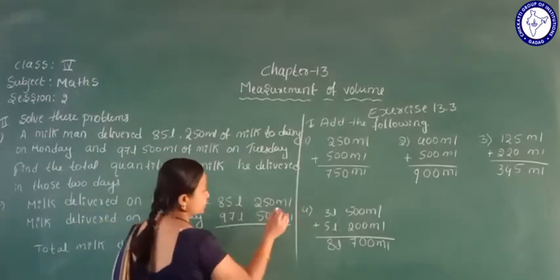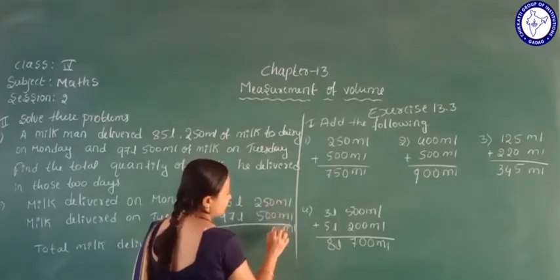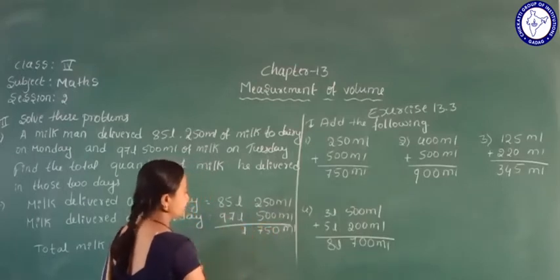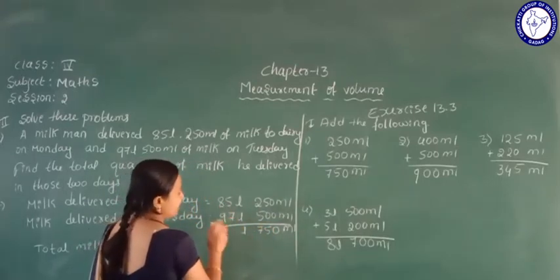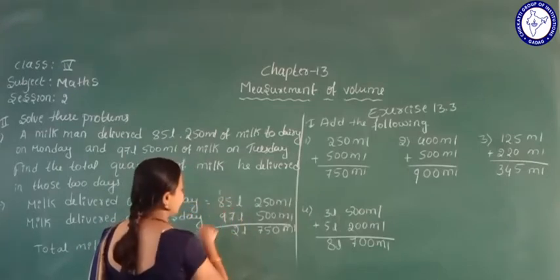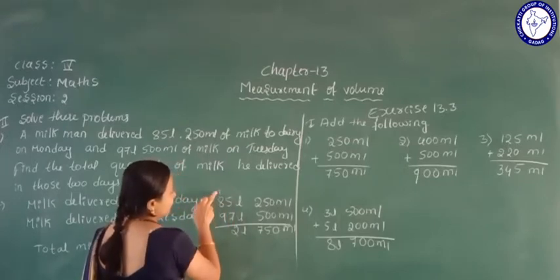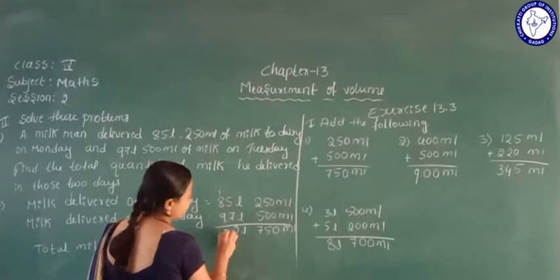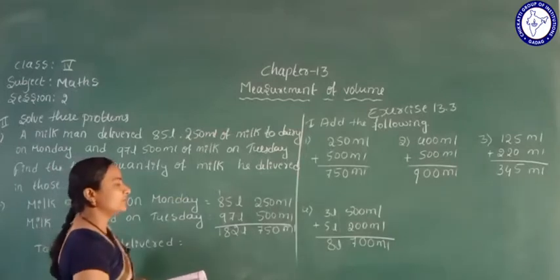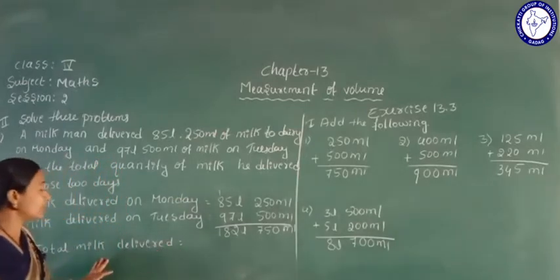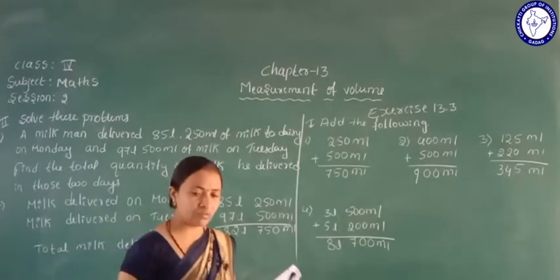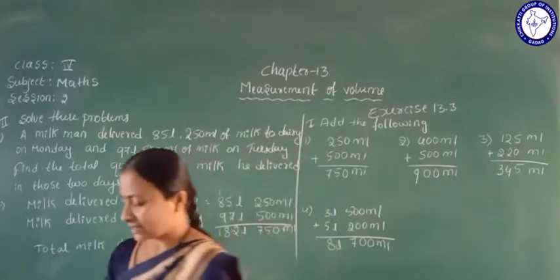Here we'll add these two. In ml: 0 plus 0 is 0, 5 plus 0 is 5, 5 plus 2 is 7. In liters: 5 plus 7 is 12, give a carry 1. 8 plus 1 is 9, 9 plus 9 is 18. So 182 liter 750 ml of milk he delivered within 2 days. Understood that one? Okay, this is the first one. See, the second one they have given.